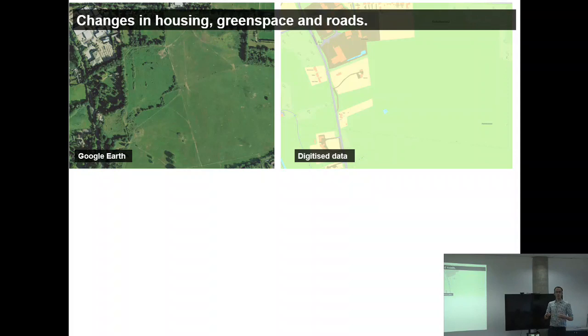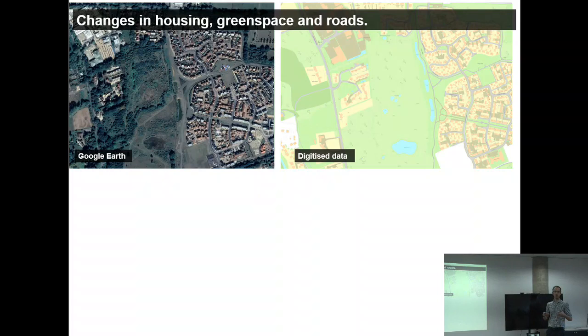So we know that places have changed, and what we've done recently is look at examples of changes in housing, green space, and roads, using similar methods with satellite data and digitizing that. For example, here we can see on the left Google Earth data, and then how this is digitized into a format that we can use within GIS software, so we can quantify it in different ways and understand it. So this is a place that's gone from a green area on the left, and then we can see the change. There's a large housing development that was built in this area, and how it's been digitized on the right.